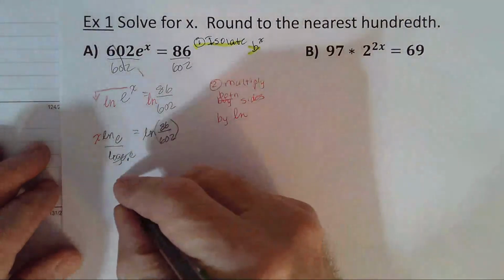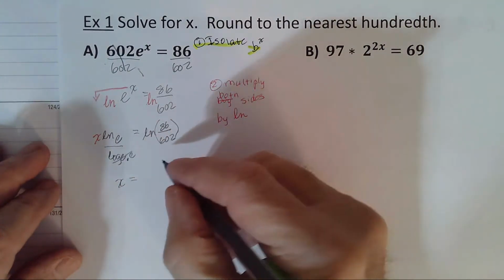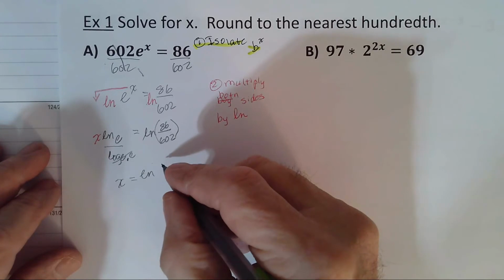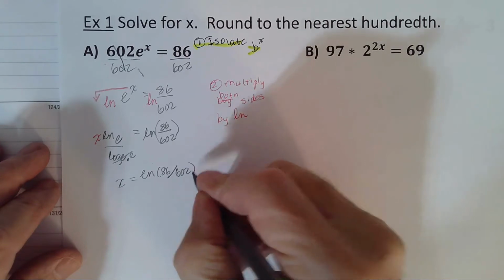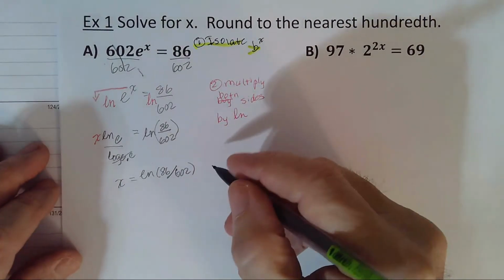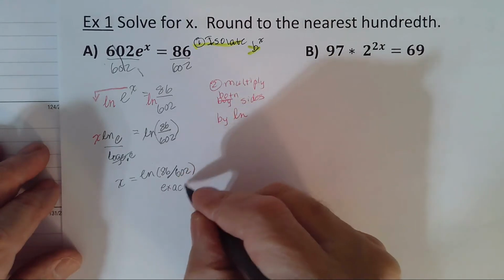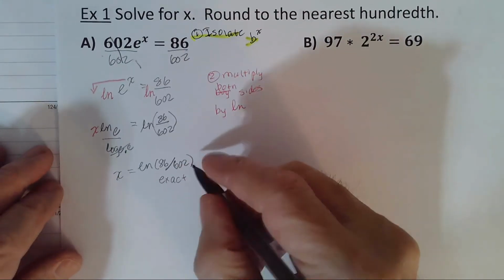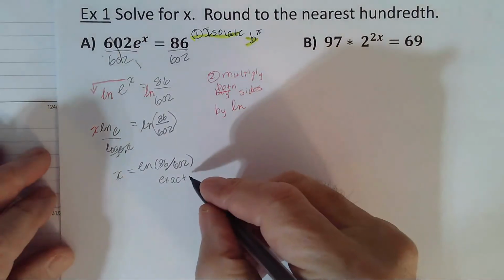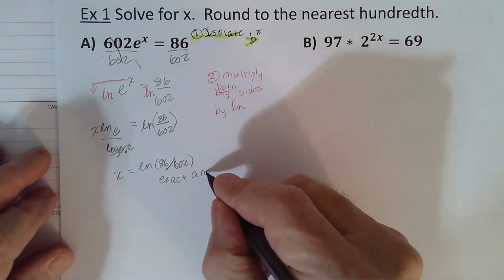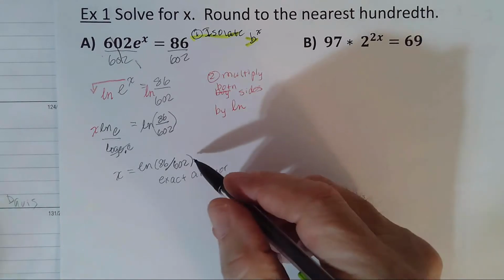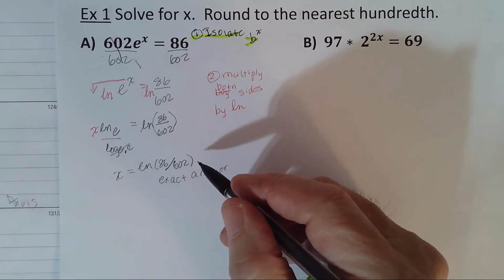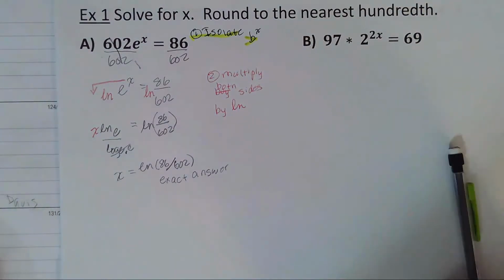X equals the natural log of 86 divided by 602. And that's an exact answer. Okay? So this is an exact answer. And like I said to you in my live performance of this, an exact answer is like a fraction, like the fraction 1/3. That's an exact answer. But if you set it up as a decimal, it's going to be 0.33333 on into infinity. It's not an exact answer then.